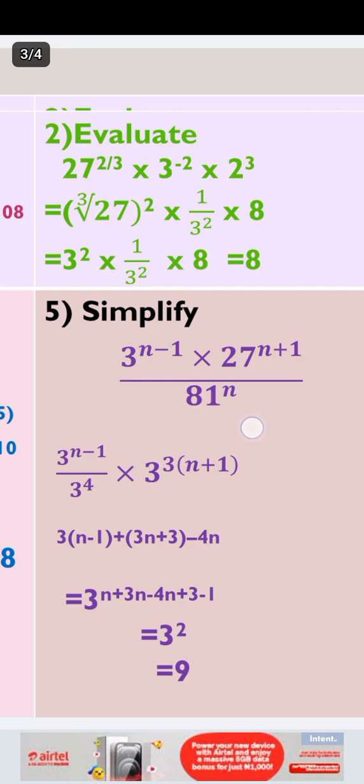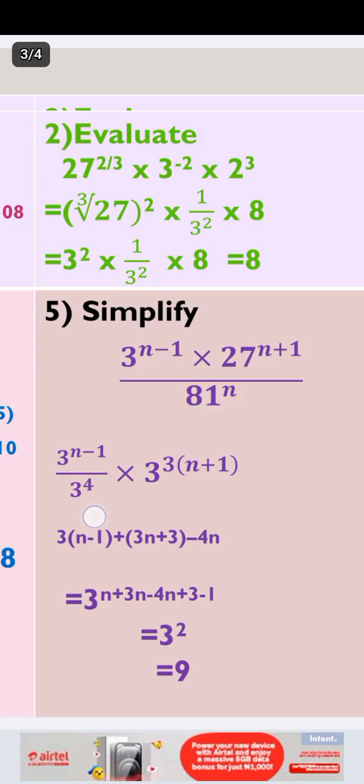3 raised to power 4n, please. So here it becomes 3 raised to power n minus 1 times 3 raised to power 3n plus 1, over 3 raised to power 4n. To divide indices, you minus the power, and 3 raised to power 4n is dividing the numerator.